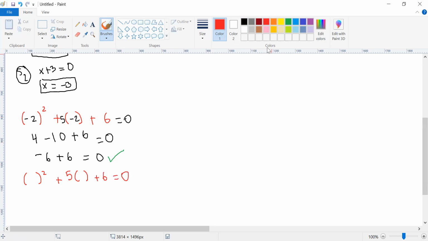This is our original equation. Then what we're going to do is substitute in -3 and -3. We know that -3 squared is equal to 9 because a negative times a negative is a positive. And squares are usually never a negative number unless we're talking about imaginary numbers.